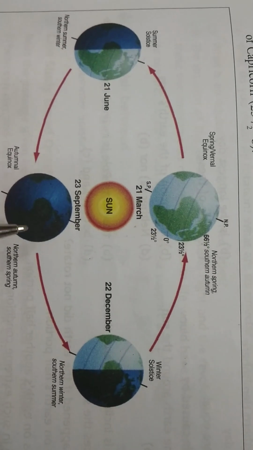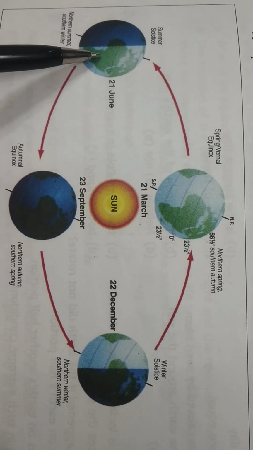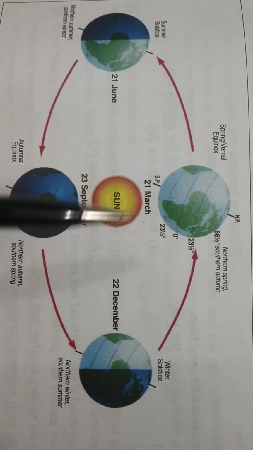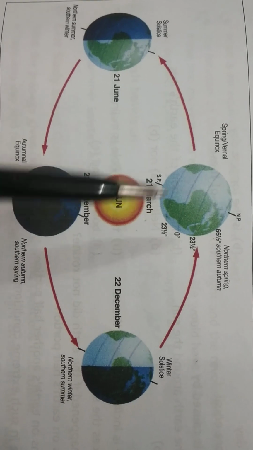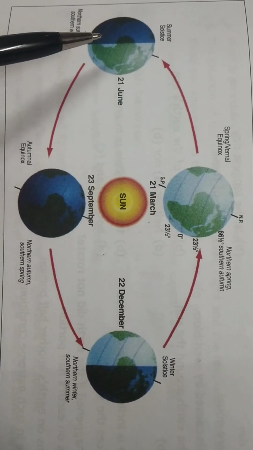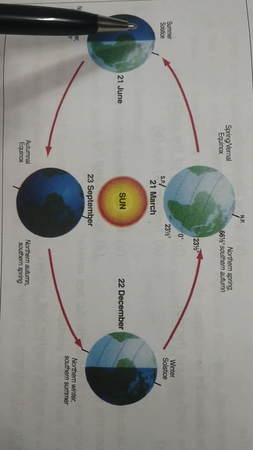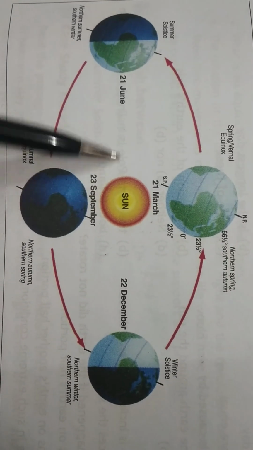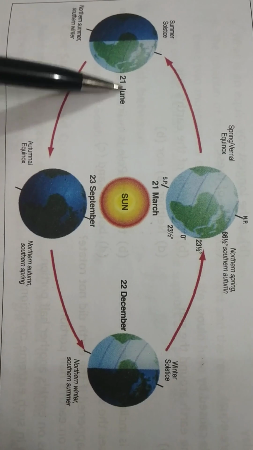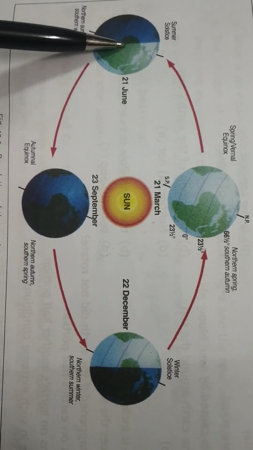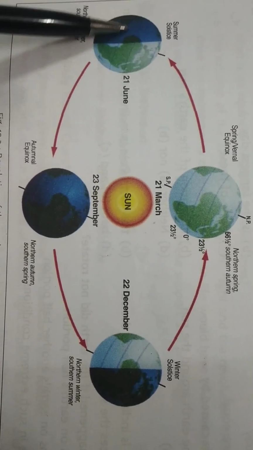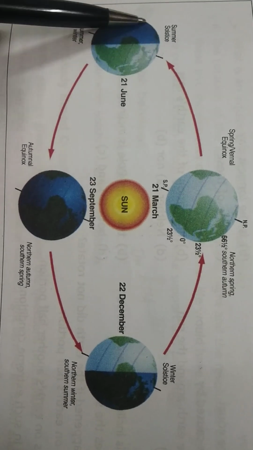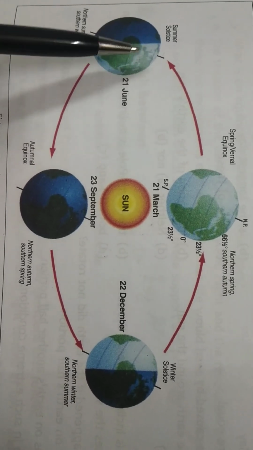So in this diagram you can see the Earth is tilted in one direction only, and this causes the seasons, along with the revolution of Earth around the Sun. As you can see, the North Pole is inclined towards the Sun, so the northern hemisphere will receive more sunlight, so the days would be longer and the nights would be shorter. And in the northern hemisphere it would be summer.